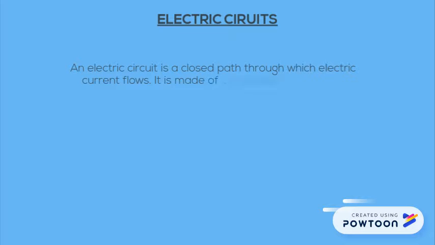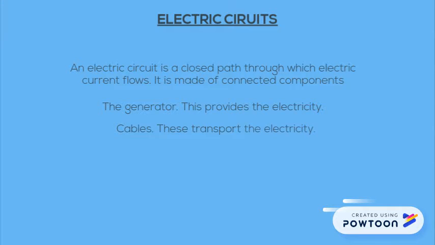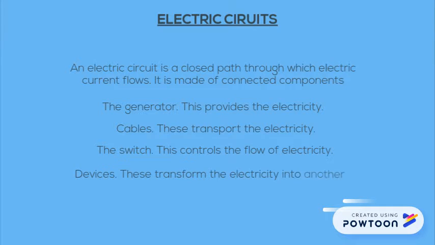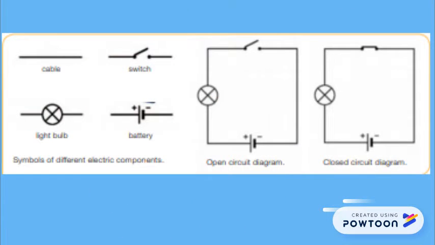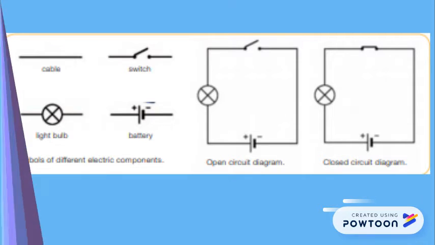Electric circuits. An electric circuit is a closed path through which electric current flows. It is made of connected components, which are the generator, which provides electricity, cables, which transport the electricity, the switch, which controls the flow of electricity, and finally devices, which transform the electricity into another form of energy. Here you have a drawing of an electric circuit, where you can see the electric components and also an open circuit and a closed one.